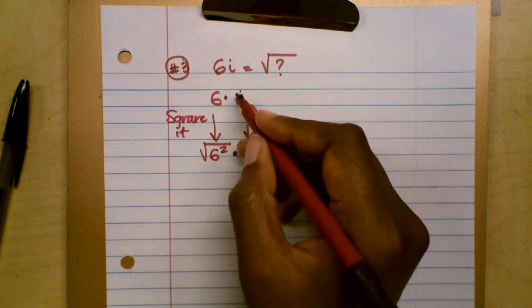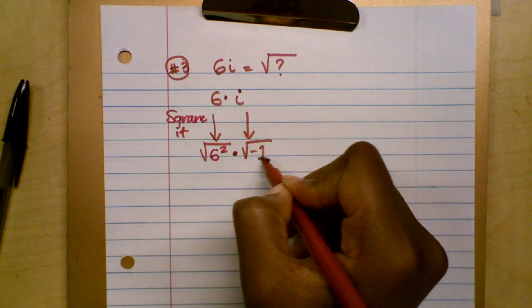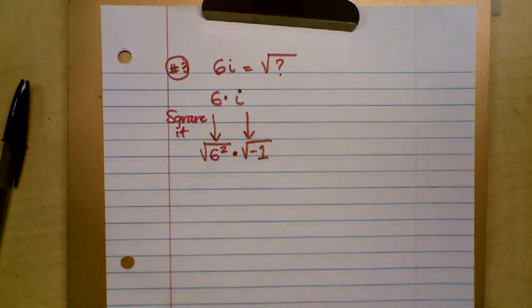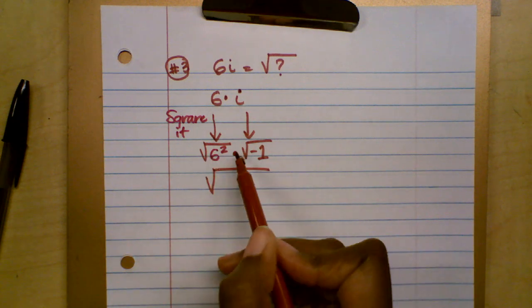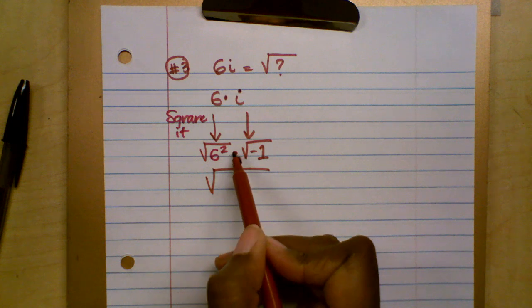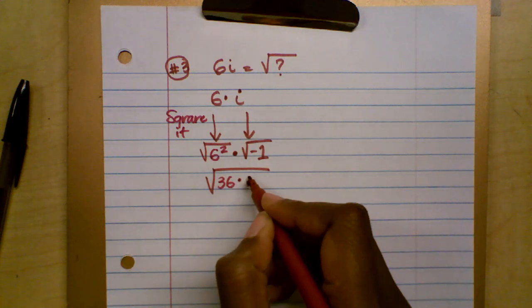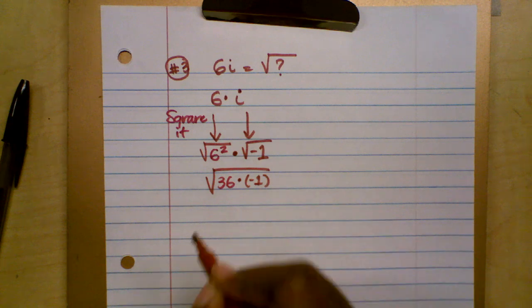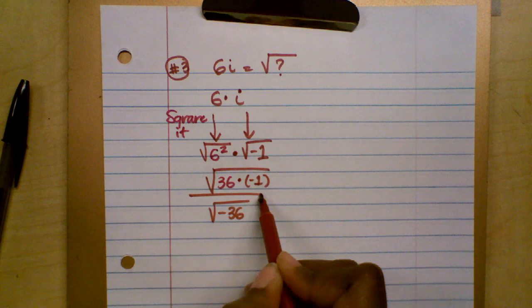And then multiply by i, which is defined as the square root of negative 1. So I have two single square roots, and I can rewrite them as a single square root because you're using multiplication. We cannot do that if we have a plus or minus here. So 6 squared is 36, and 36 times negative 1 is negative 36. That's the final answer.